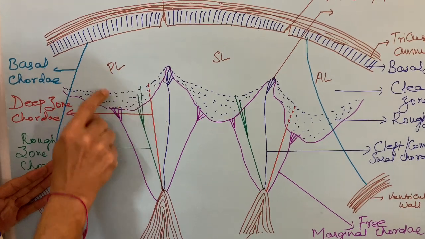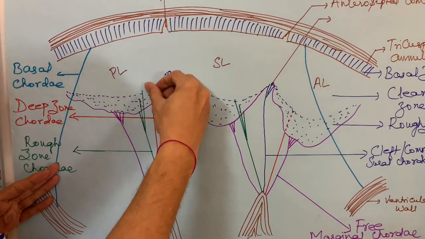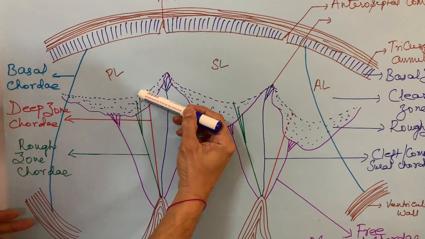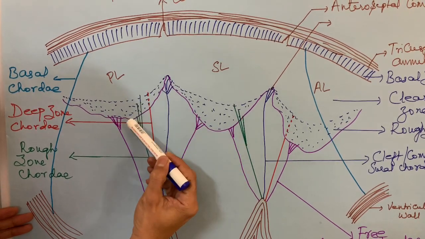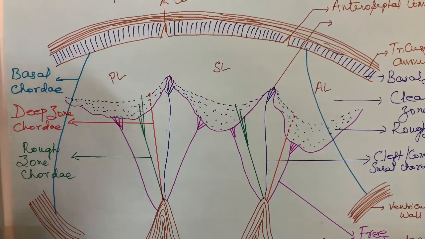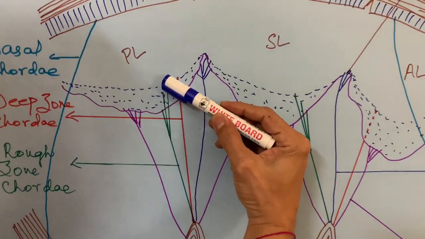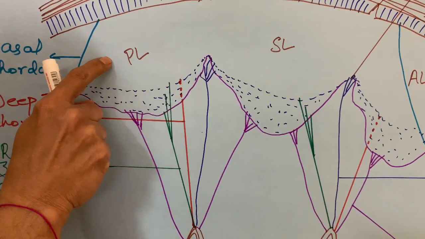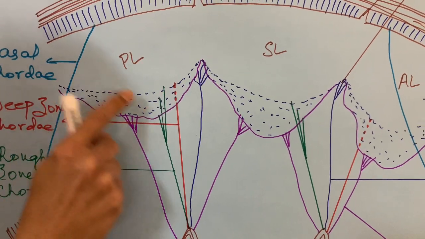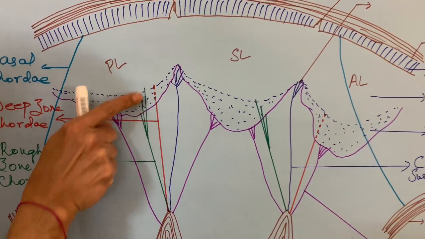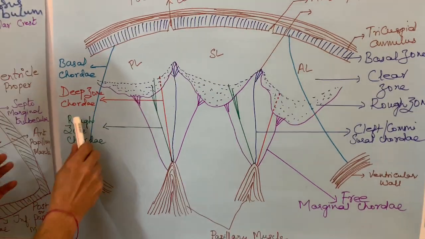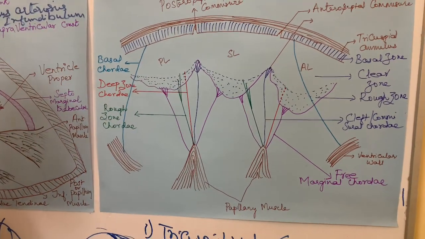Second one is attached to the junction of the rough zone and clear zone. And the third one midway between the two. So one branch is attached to the margin of the leaflet, the second one to the junction of rough zone and clear zone, and the third one you can see midway between the two. This is rough zone chordae.